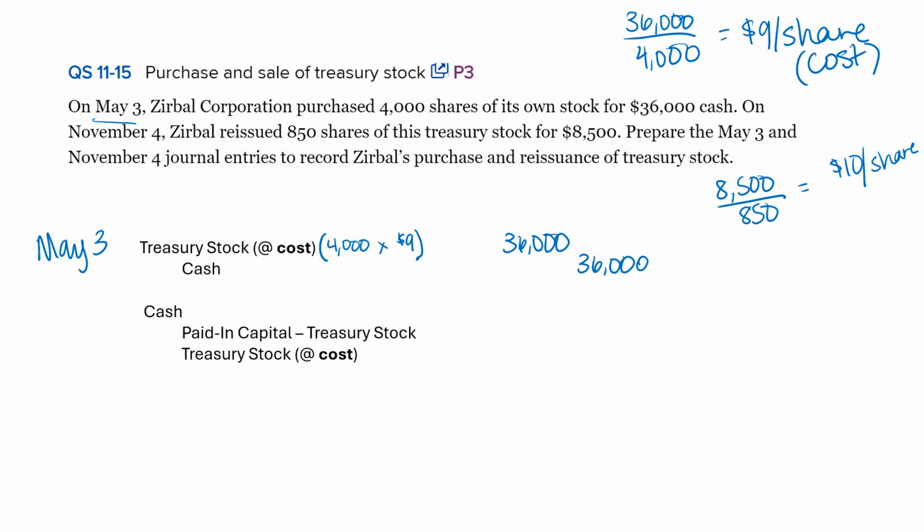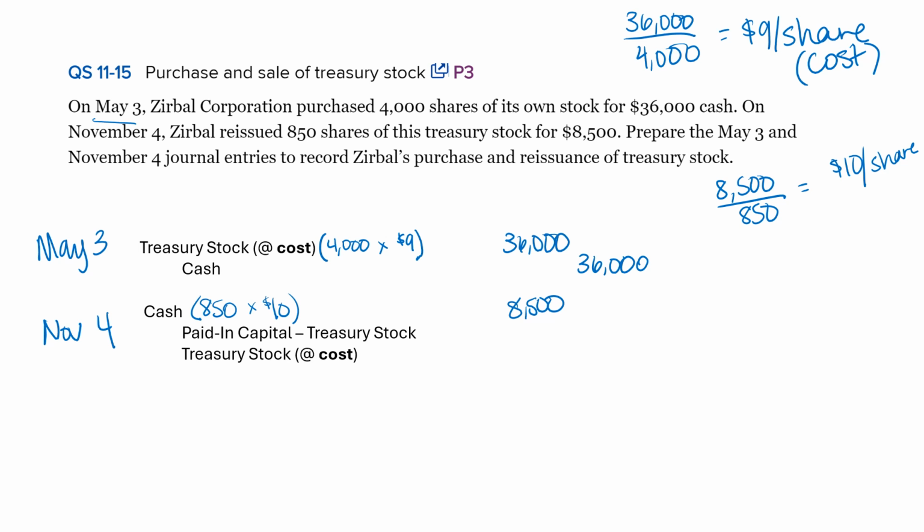Then on November 4th, when that treasury stock was reissued, it was reissued for a higher price. So the cash received on that day was $8,500, and that was only for 850 shares. So that was 850 shares, sold at $10 per share to give us the $8,500.